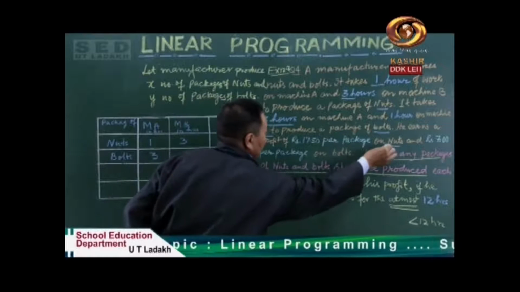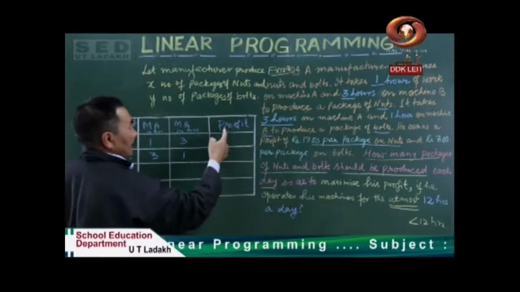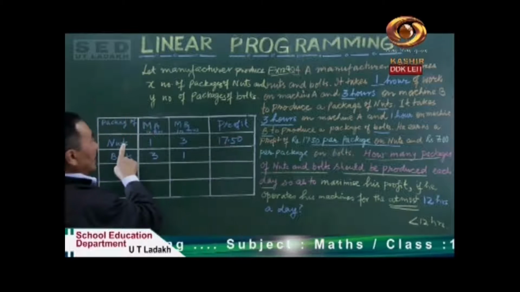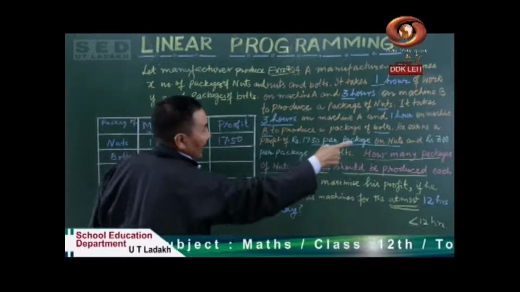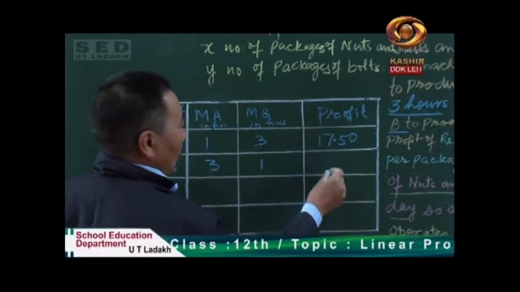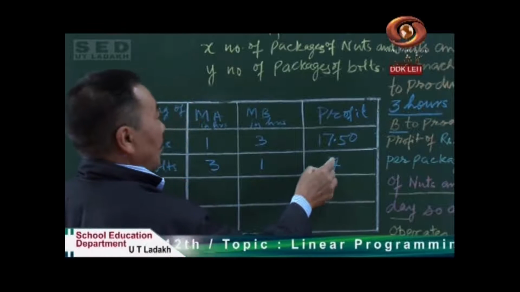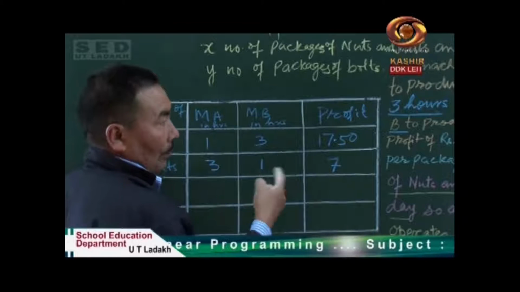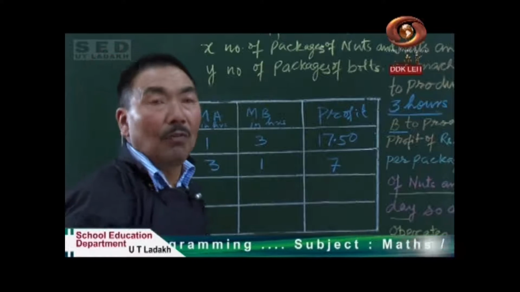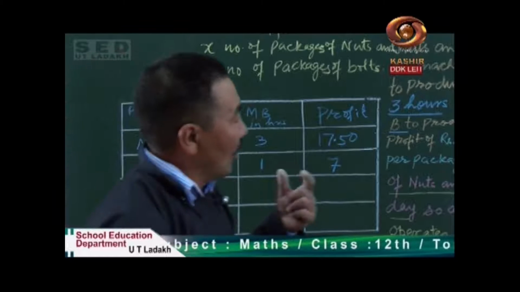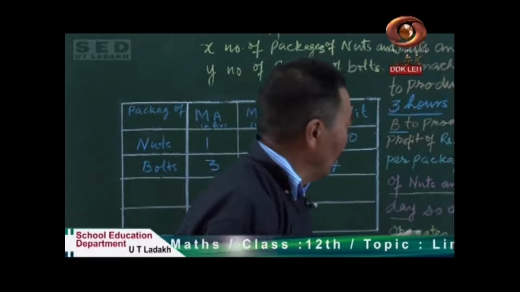On nuts he makes a profit of ₹17.50, and on bolt he makes a profit of ₹7 per package of bolt. And we also have other information.